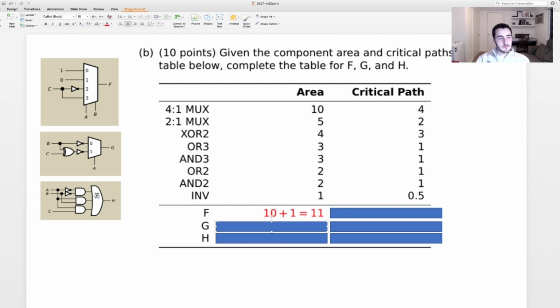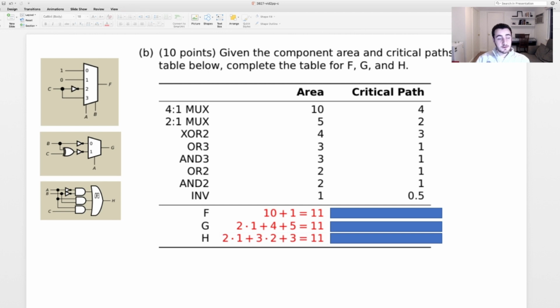For G, you sum the area of a 2 to 1 mux, which is 5, with the area of an inverter plus the area of another inverter, so that gives you 7. And then the area of an XOR gate, which is 4, so you also have an area of 11. And then for H, you sum the area of a 3-input OR gate, which is 3, with 3 2-input AND gates, each of which have an area of 2, so you get 9 from that, because 3 plus 2 plus 2 plus 2 is 9. And then you have two inverters, each of which have an area 1, so you also get 11.